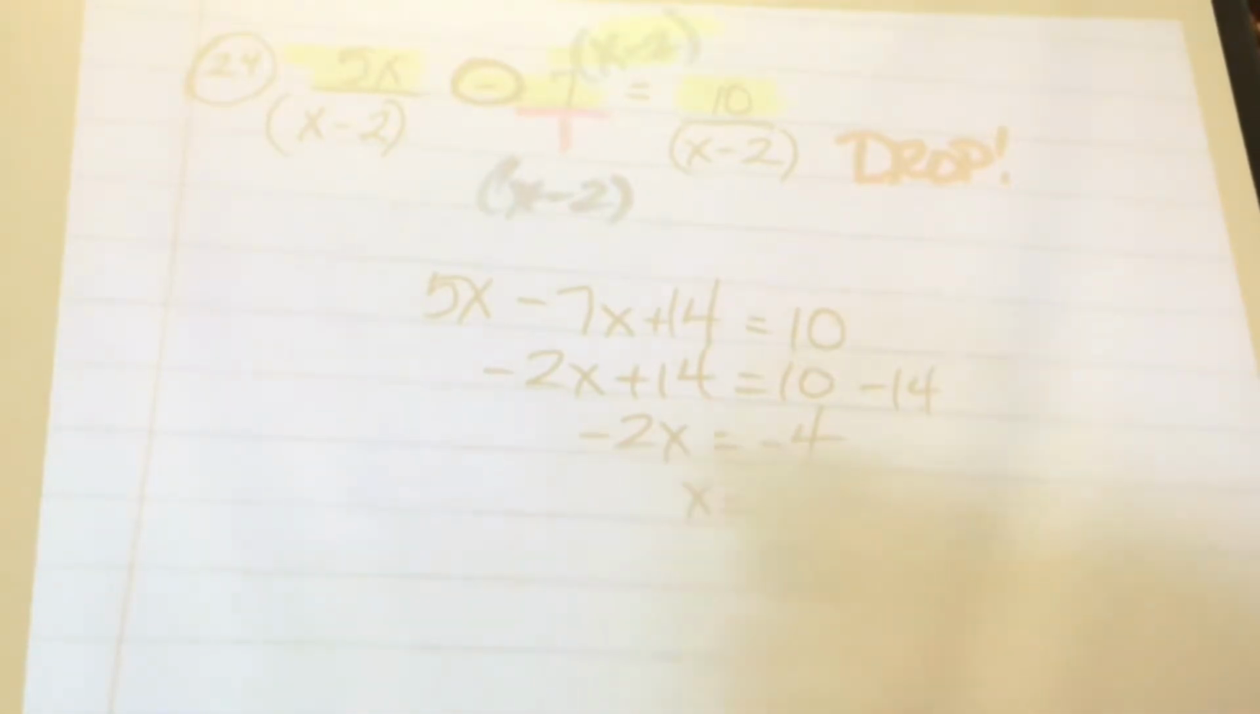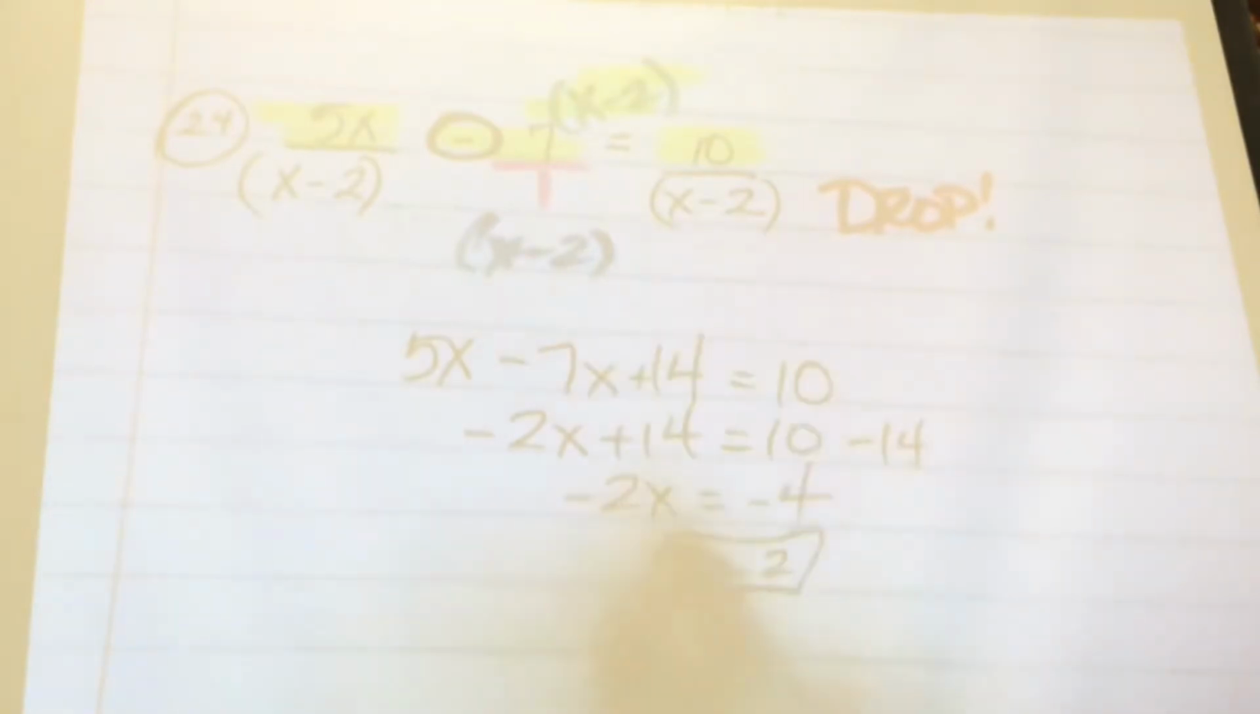What's negative 4 divided by negative 2? 2. Elizabeth, my answer is 2, but what's the problem with 2? It makes the denominator 0. Are you allowed to have that? No, so if your answer makes the denominator 0, which you're not allowed to have, that means there is no solution.